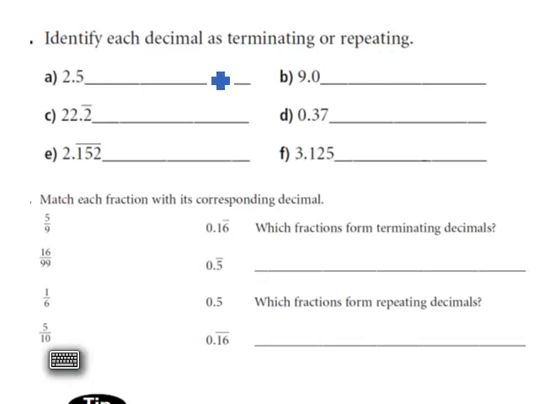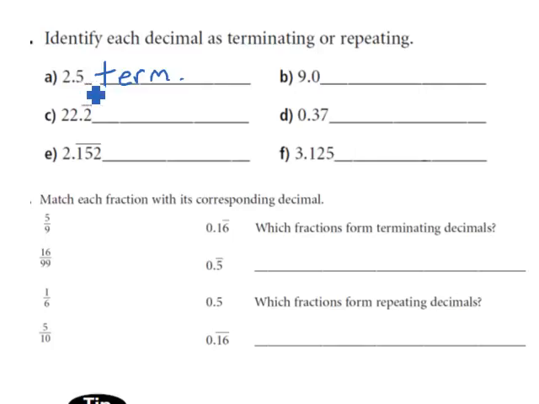terminating or repeating. It should be pretty obvious to you that this bar over here is something you haven't seen before, and this is called a repeat. It means that anything that's under the bar will repeat infinitely. This one has no bar, so it's terminating. It can be expressed as a decimal fraction with a denominator of 10.